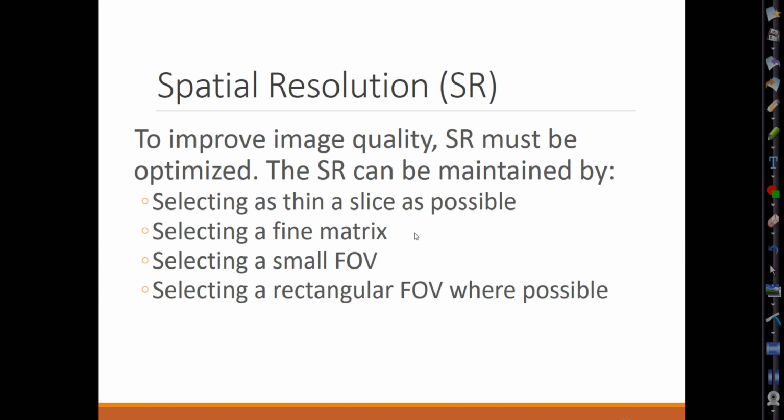Okay, so in summary, to improve image quality, spatial resolution must be optimized. Spatial resolution can be maintained by selecting a thin slice, selecting a fine matrix, and selecting a small field of view, and whenever possible, selecting a rectangular field of view when imaging the humerus, the femur, or the lumbar spine.